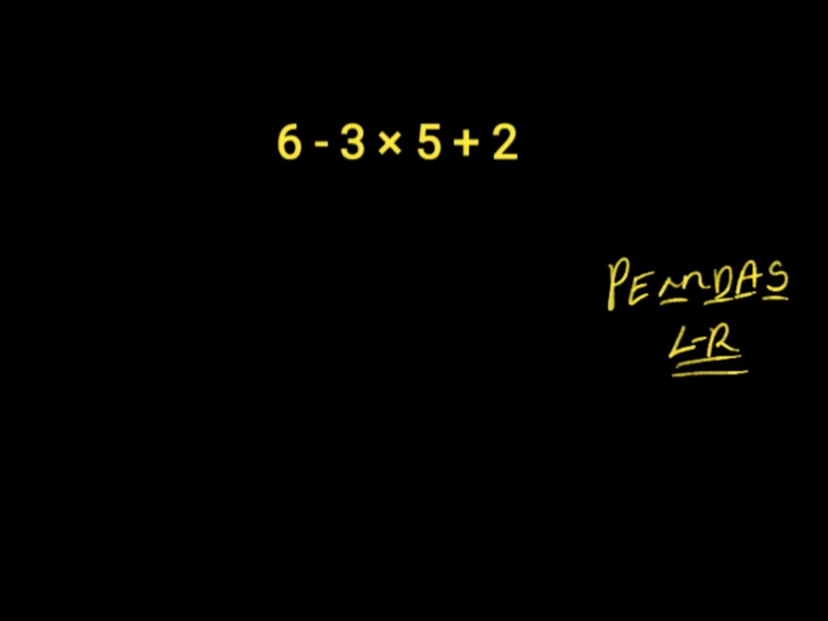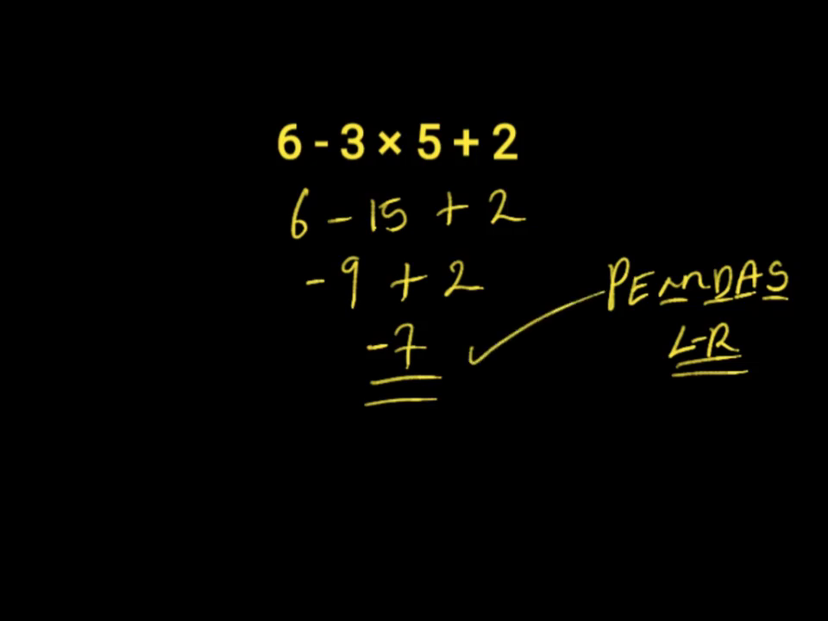First of all, we are going to work with our multiplication because it comes before subtraction and addition. 3 times 5 will give us 15. Then we have 6 minus 15 plus 2. 6 minus 15 will give us negative 9. Then we have negative 9 plus 2. Negative 9 plus 2 will give us negative 7. Negative 7 is the right answer to this question.